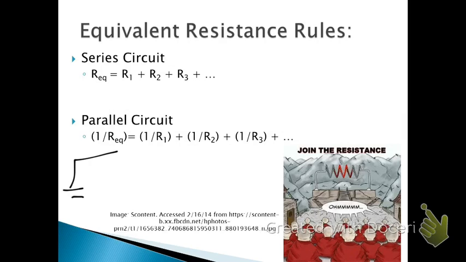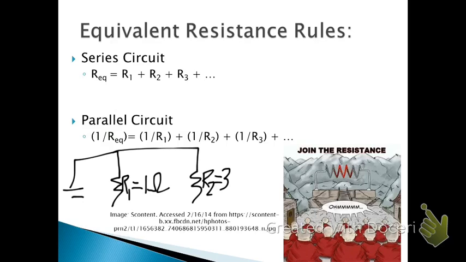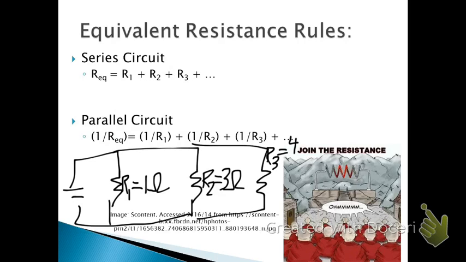If I've got a parallel circuit hooked up, and I've got R1 in one branch of the parallel being 1 ohm, I've got R2 being 3 ohms, and I've got R3 being 4 ohms. Then it's a little bit different. Then I can find the equivalent that the battery feels, the resistance of the circuit, as 1 over my equivalent resistance of the circuit will equal 1 over R1 plus 1 over R2 plus 1 over R3.